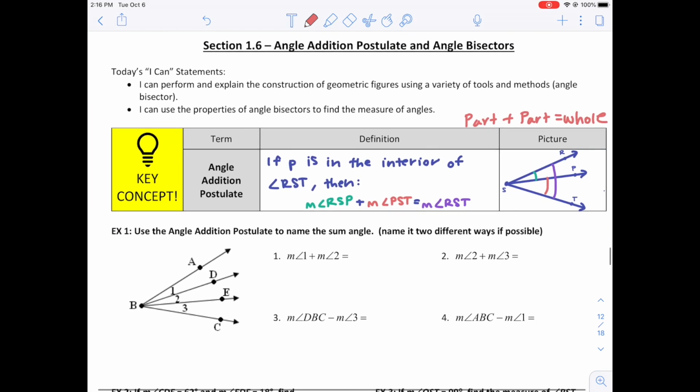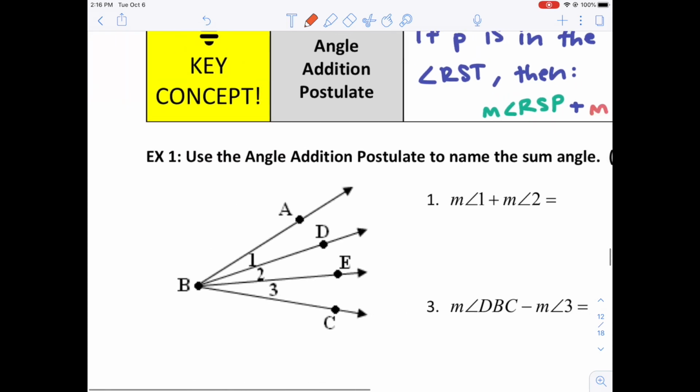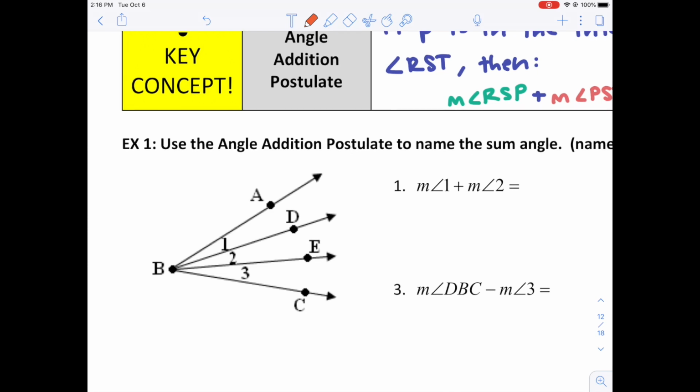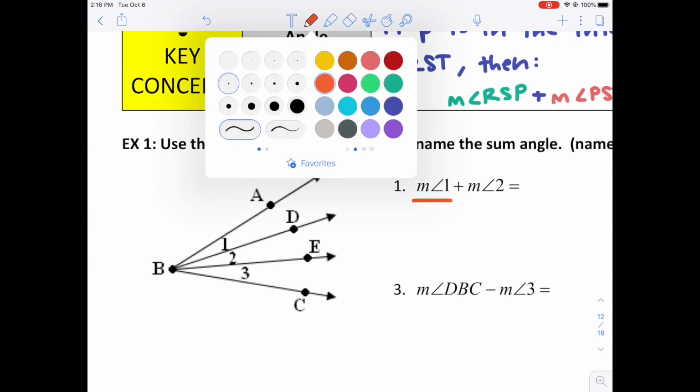I think it's easiest to understand the angle addition postulate when you can go through and look at an example that uses it. So in example 1, it says use the angle addition postulate to name the sum angle. Name it in two different ways if possible. So if we look at the diagram and we look at question number 1, I'll try to color code everything to make it as clear as possible.